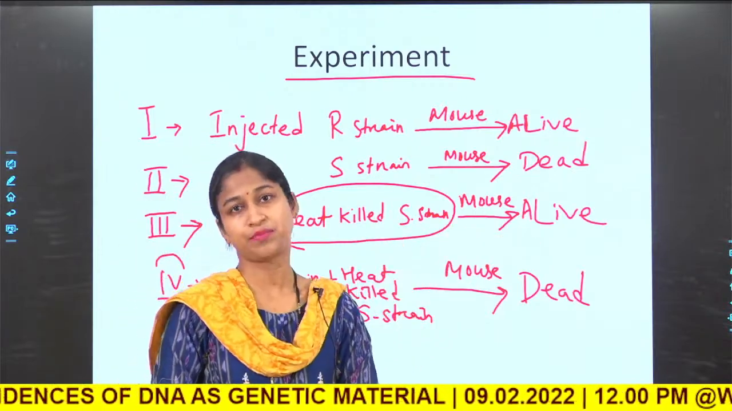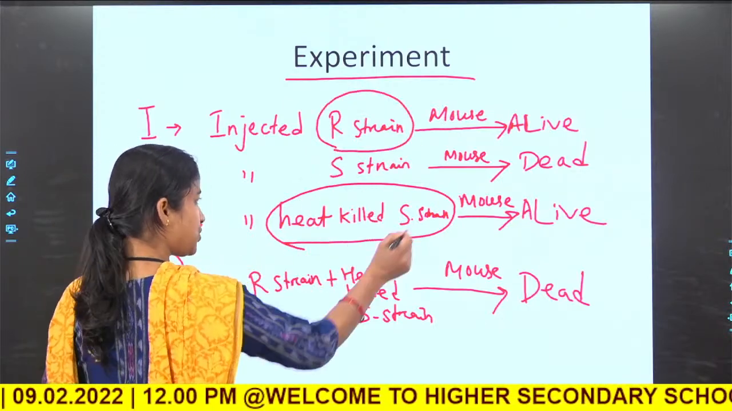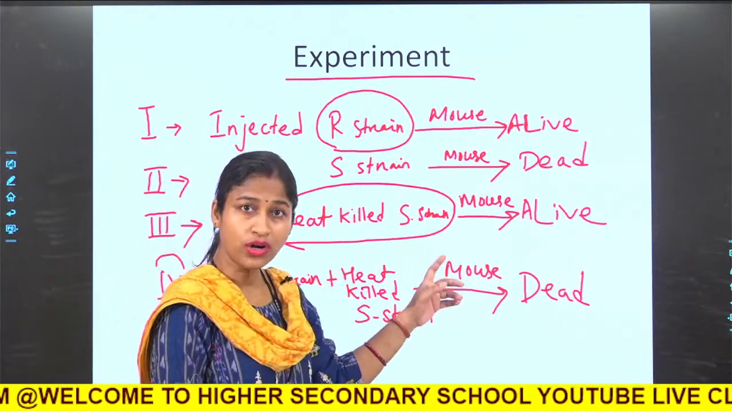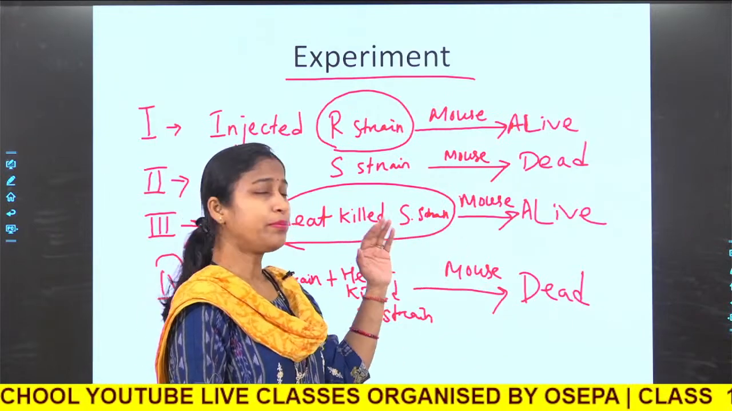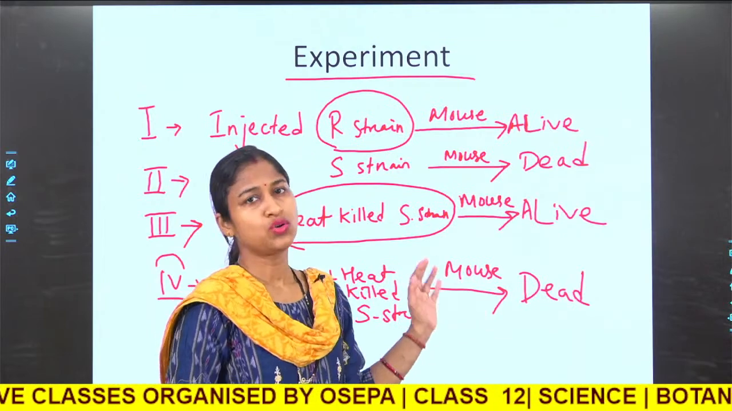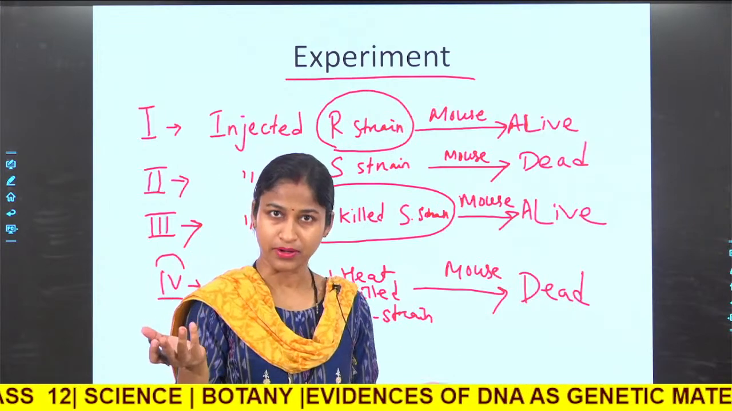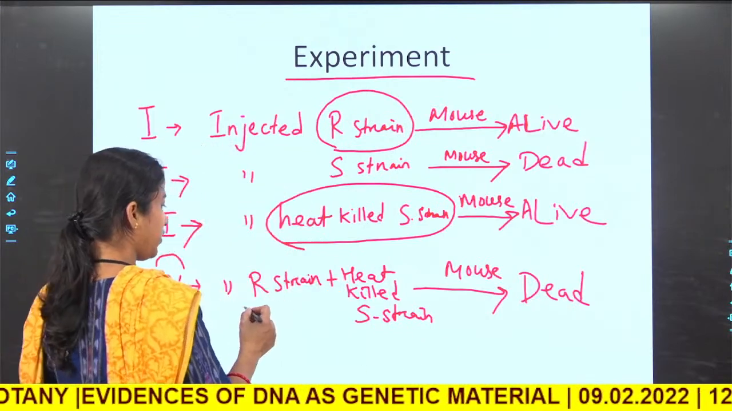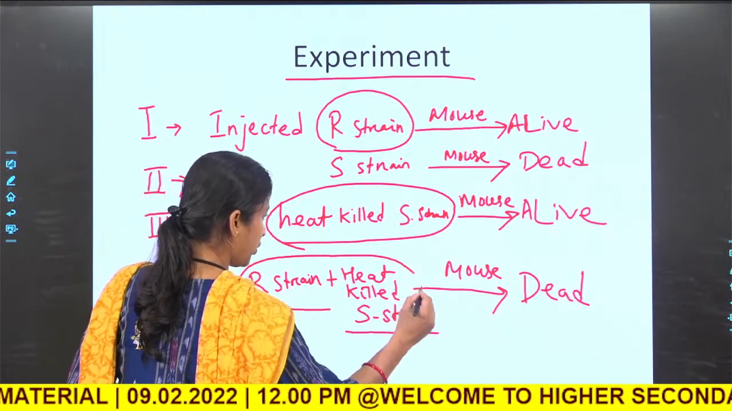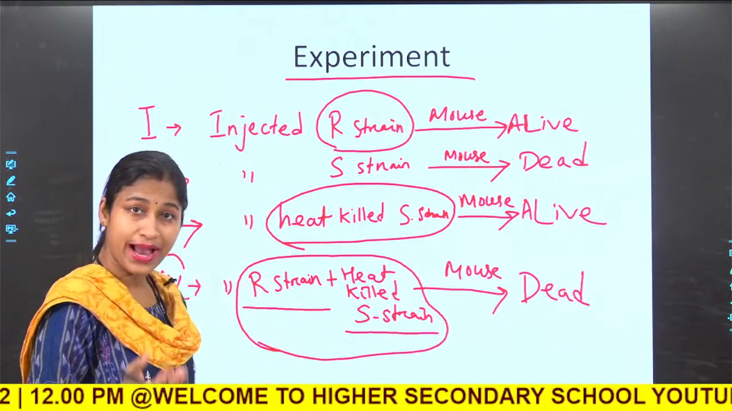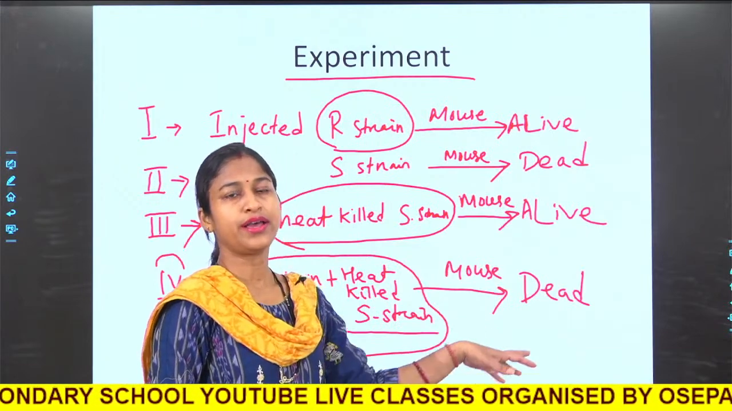But in the last experiment, what did he do? As the R strain and the heat killed S strain are both not capable of causing pneumonia, let's inject them together into the mouse body. What will happen? When he injected both the R strains and the heat killed S strains together, surprisingly he found that all the mouse injected with this were dead.